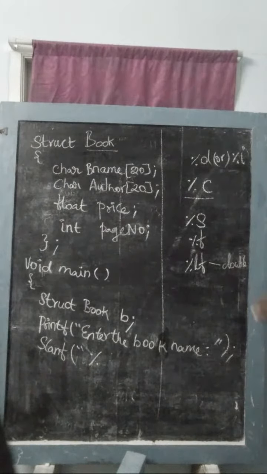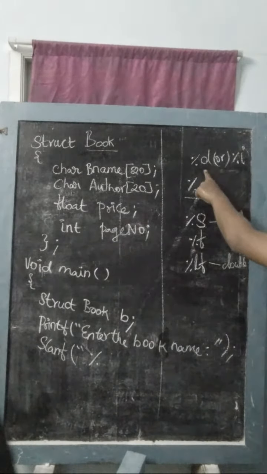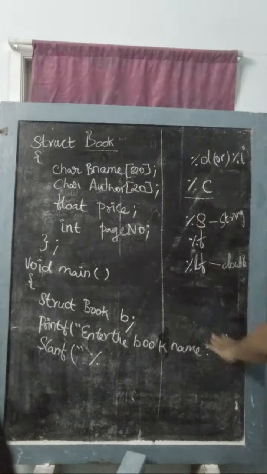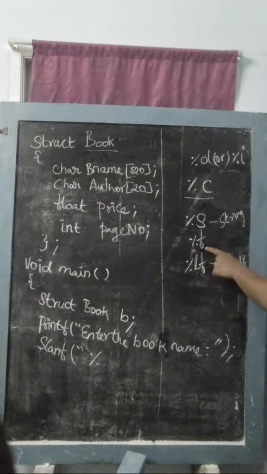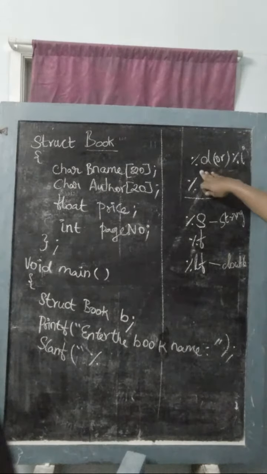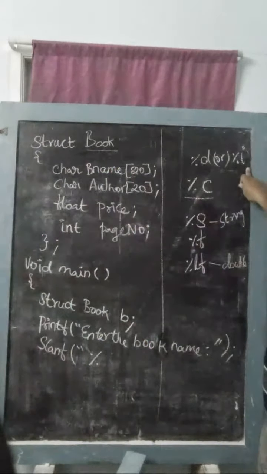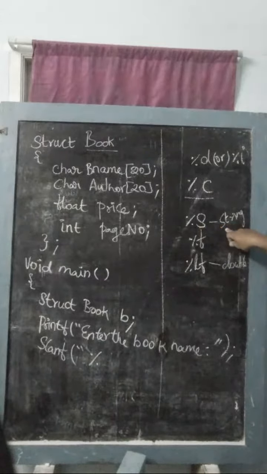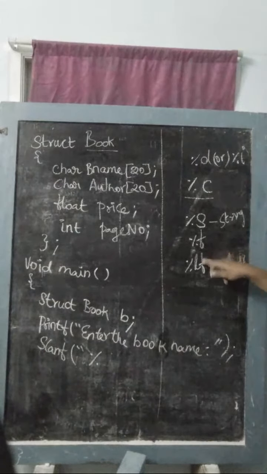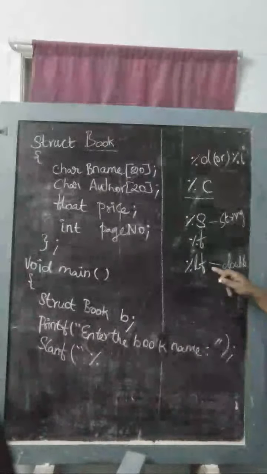Three new things we studied today. What is that? Percentage d we already know. It is a format specifier for integer. And percentage c we already know, that is a format specifier for character. Percentage f we already know, it is a format specifier for float. And today we are studying three new things. One is, instead of percentage d, you can give percentage I for integer. The second new thing is, if you are using a collection of characters, you have to use percentage s. And if you are going to access a double value, you have to use percentage lf. LF means long float.